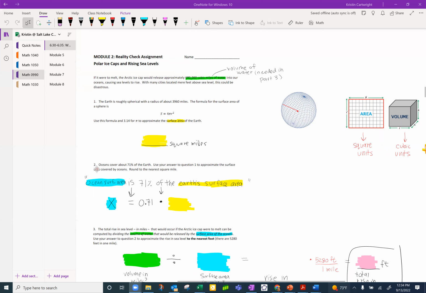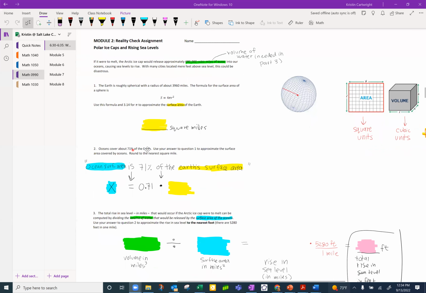Down here to number 2, it says oceans cover about 71% of the Earth. So use your answer to question 1 to approximate the surface area covered by oceans. So this is the whole surface area of the whole Earth. If oceans are 71% of that, I like to write it out as a sentence first and then convert that into a mathematical sentence. We would say the ocean surface area is 71% of the Earth's surface area.